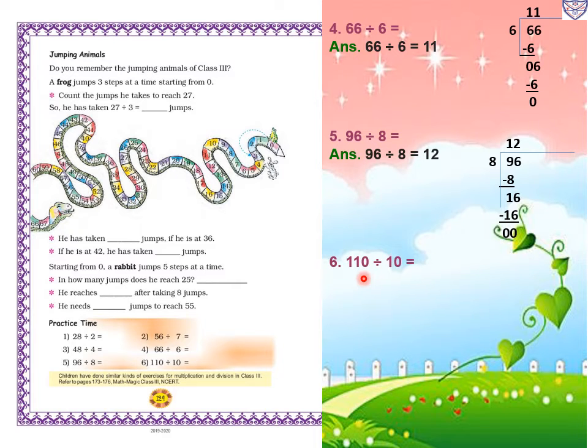Now number 6, 110 divided by 10. First we will take two digits, 11. In the 10 table, 11 will not come. So we will take 10 ones are 10. So 11 minus 10 we will get 1 and the 0 we will carry down. So it will become 10. Now in the 10 table, 10 ones are 10. So 10 minus 10 we will get 0. So our answer is 110 divided by 10 equal to 11.